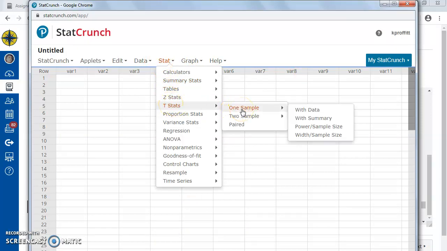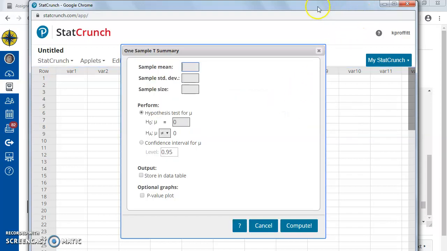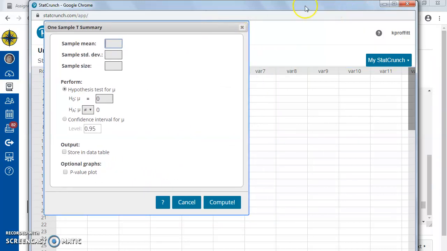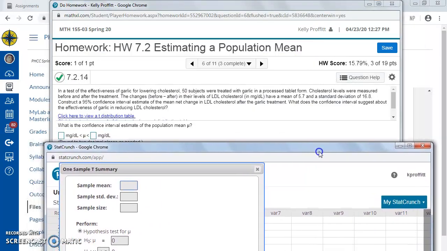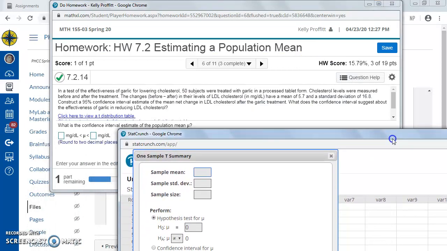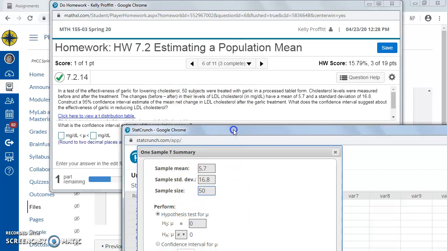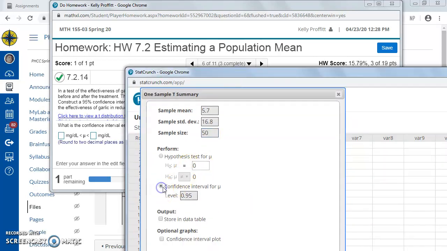We have one sample. We do not have the data; we have the summary of the data. And we are going to need to type in the information from the problem. Let me see if I can do this where we can see what's going on. The sample mean was 5.7, so we'll type that in. The sample standard deviation was 16.8. Type that in. The sample size was 50. And we would like to calculate the confidence interval for mu.